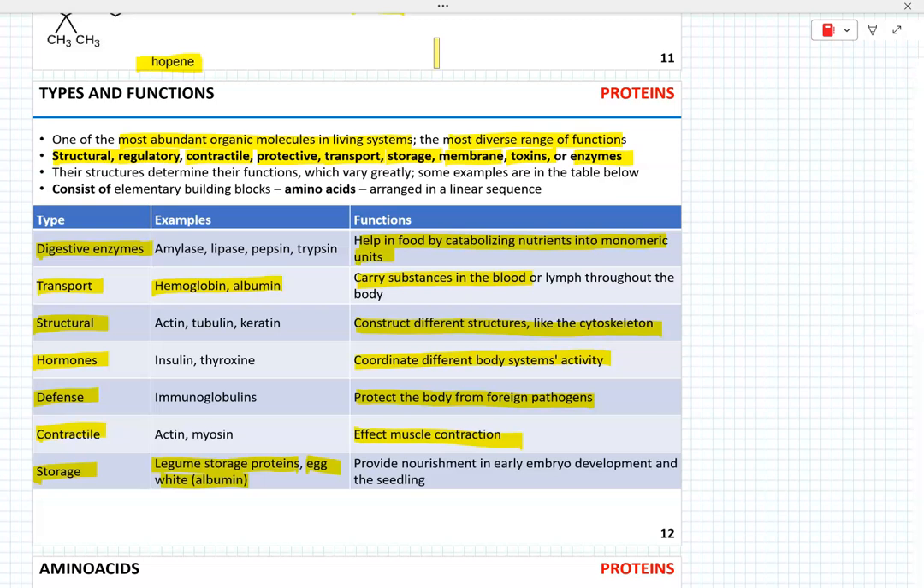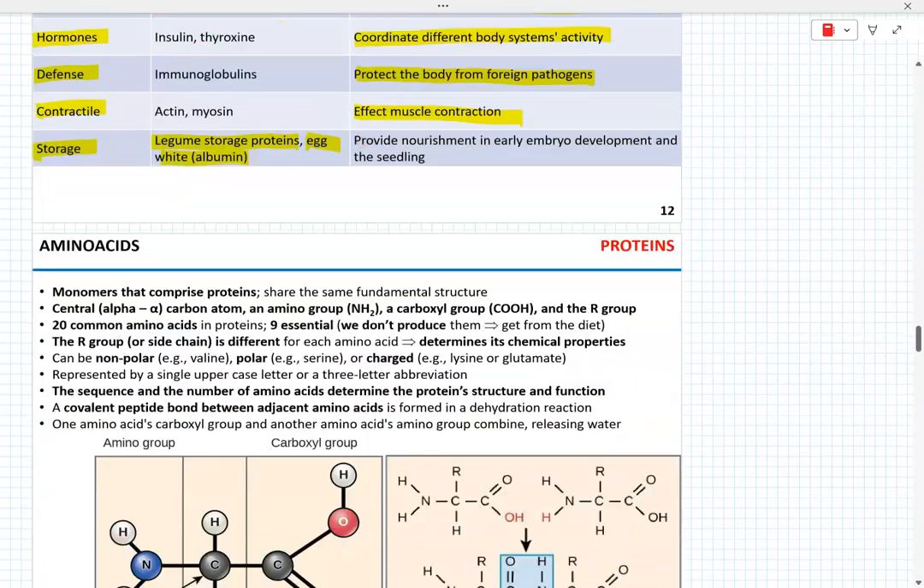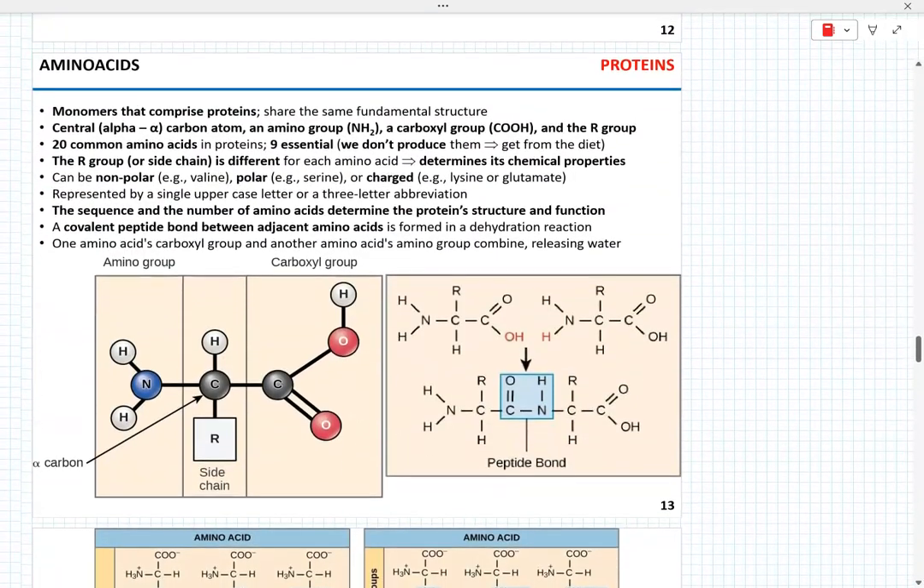The structure of the protein determines its function. Since structures vary greatly, the functions can vary greatly as well. The elementary building block of any protein is amino acids that are initially arranged in the linear sequence. Amino acids, monomers that comprise proteins, share the same fundamental principal structure.